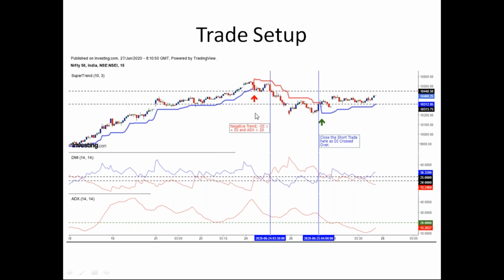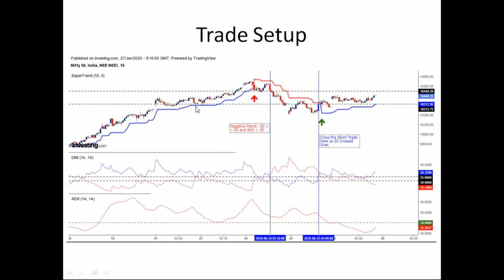If you go back, I haven't just selected this move because you have made money here, but if you would have traded this move as well, right? You would have entered pretty much somewhere here close to 9,900, and you would have remained in the trend till probably here, till this.